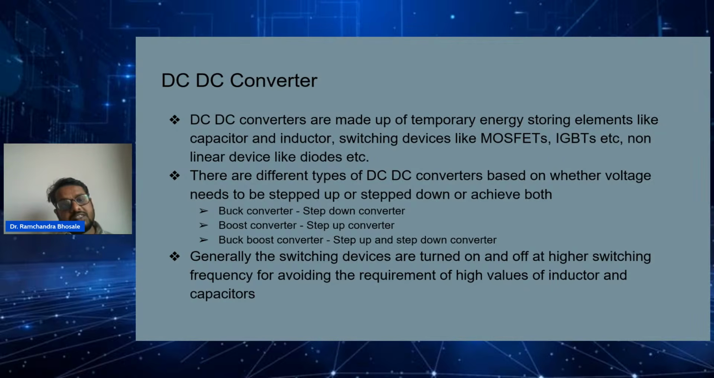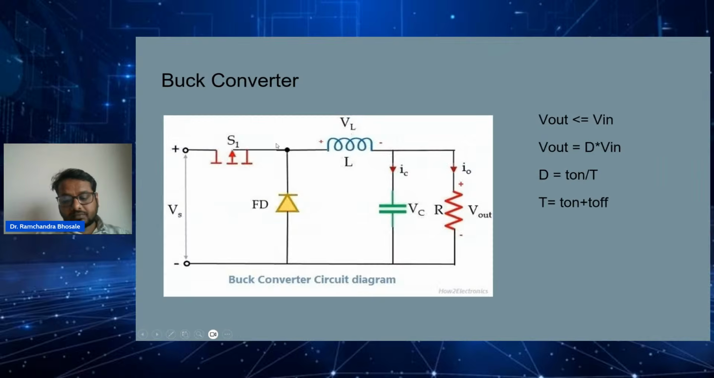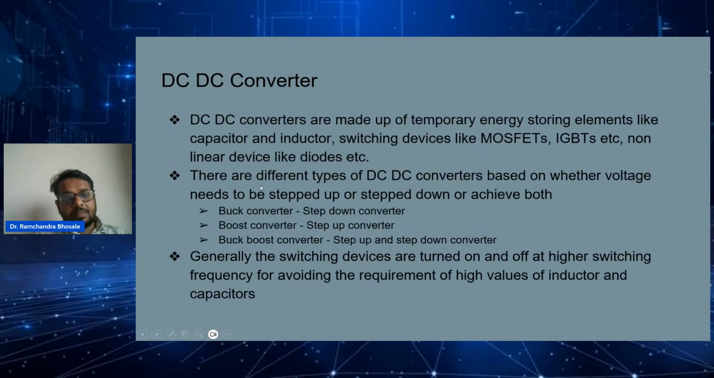Then you will have devices like diodes. Okay, then there are actually different types of DC to DC converters based on whether you want to step up the voltage or step down the voltage, or in some DC to DC converters you can do both. So there are three basic types of converters: buck converter, boost converter, and buck-boost converter.